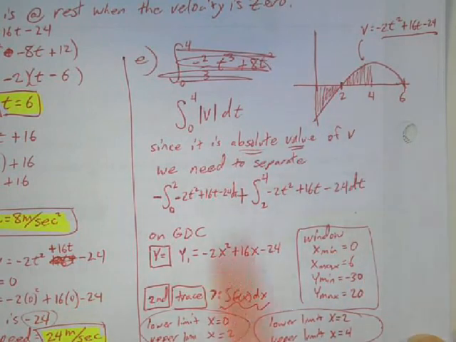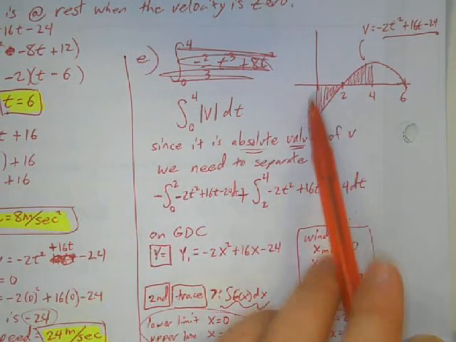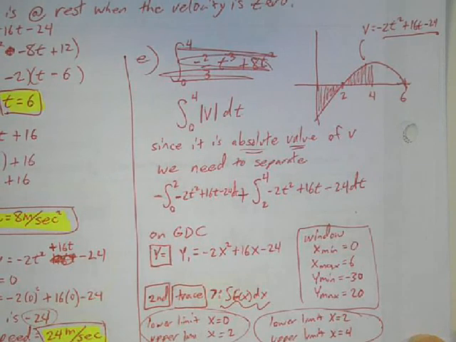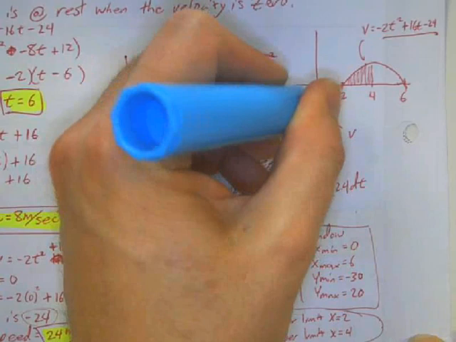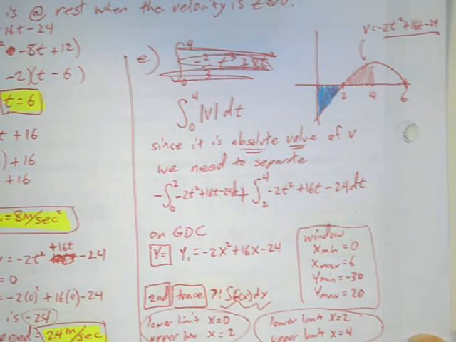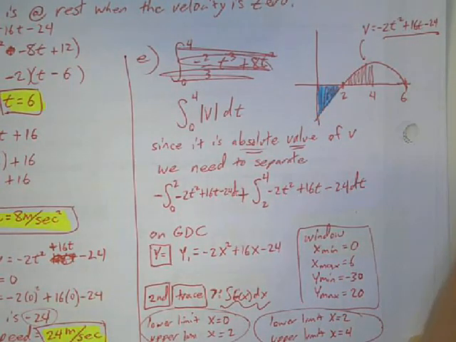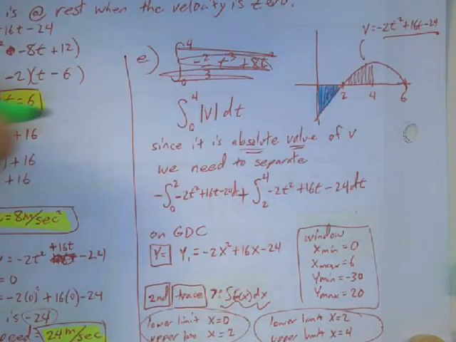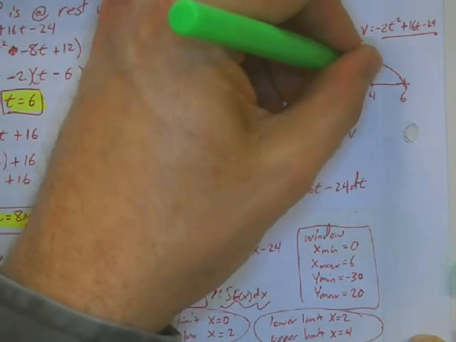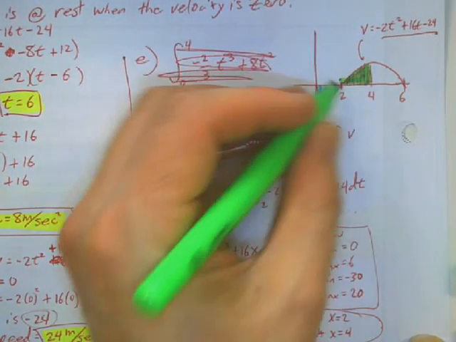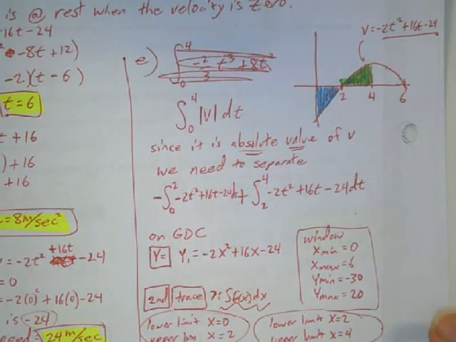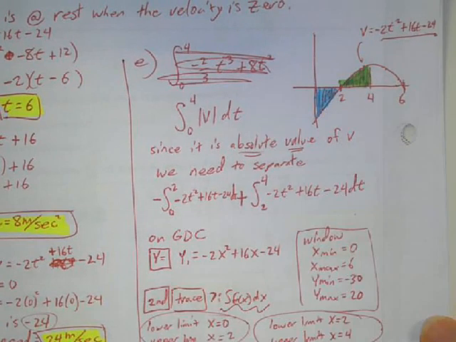Okay, so when you type in the graph, this is what I typed into the calculator. Notice that part of the graph is down below, and part of the graph is up above. These two portions of the graph represent the distance traveled. This is the distance in one direction, this is the distance in another direction, and so we have to add them together to figure out the total distance traveled.